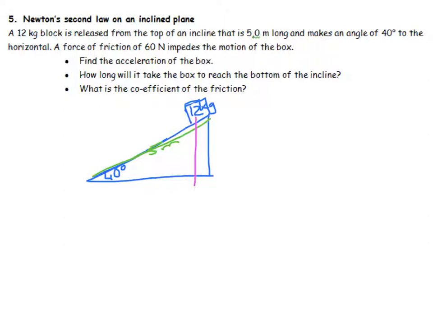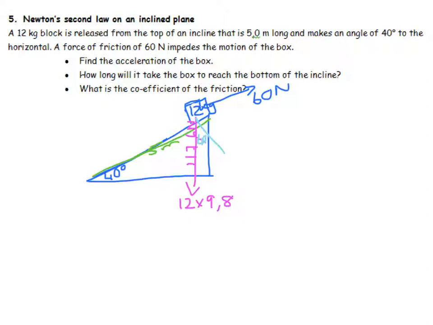I know that if I have a weight acting down there, it is going to be 12 times 9,8, and that turns out to be 117,6 newtons. I'm also told that there's a frictional force of 60 newtons up the slope. What other information can I get? If I'm going to now take a look at this and break it into its components, this component, I can put 40 degrees in there.